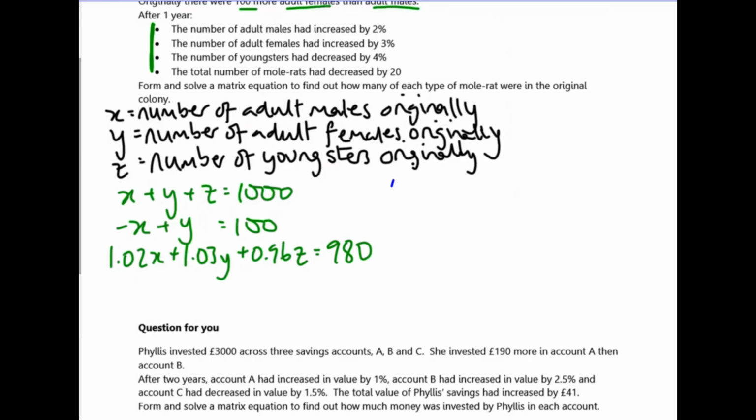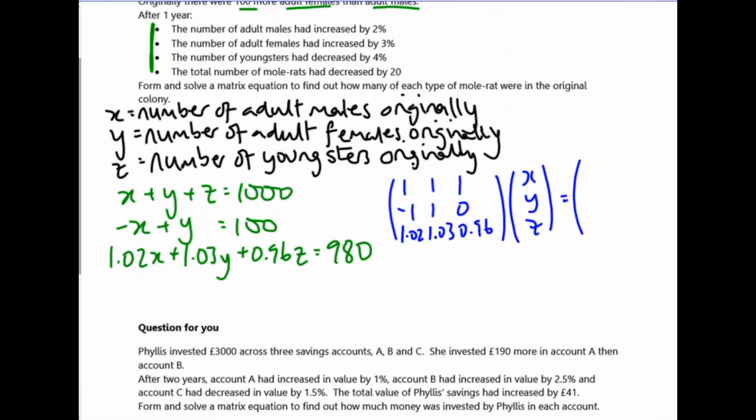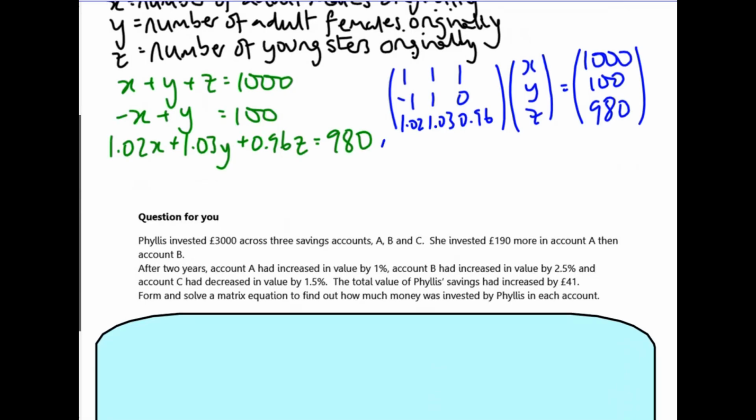We can set this up in matrix multiplication form from the coefficients of our equations. So we've got 1, 1, 1 along the top. The middle row, we've got minus 1 for x, plus 1 for y, 0 for z, and then on the bottom, we've got 1.02, 1.03, 0.96. This is all times by x, y, z, and equals the vector of 1,000. Now, it doesn't actually matter which order you put these equations in, as long as you're consistent with where the answers go. The calculation we're going to do is just times by the inverse on the left.